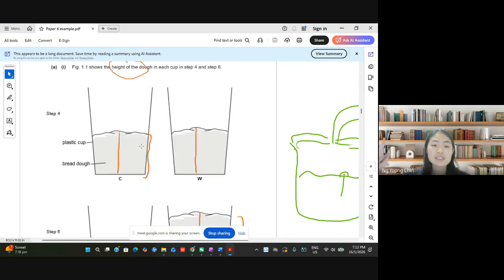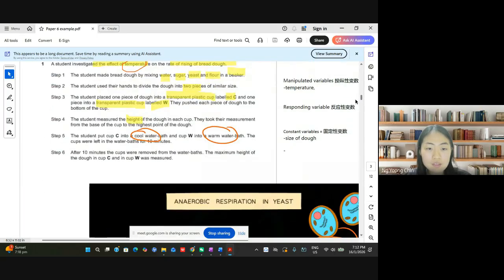Yeah, okay, like this. They actually measure the height of the bread dough for each cup, C and W. Okay, and then later, one cup is put into the cool water bath, one cup is put into the warm water bath, and the cups are left in the water bath for 10 minutes. After 10 minutes, the cups are removed from the water bath, and they measure the height of the dough in cup C and cup W.